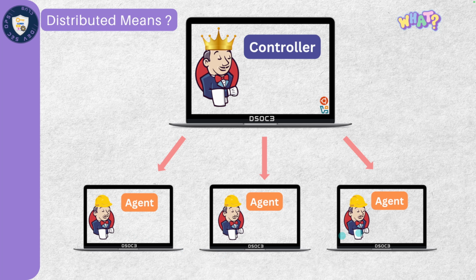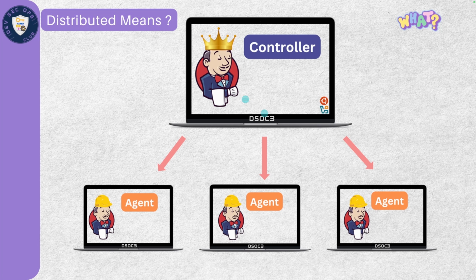So we may have many agents. We already saw where we can add more agents. So there are possibilities, but this diagram is just for demonstration. It can be static, it can be dynamic, but just for understanding, we are saying this is the architecture of the distributed build in Jenkins.